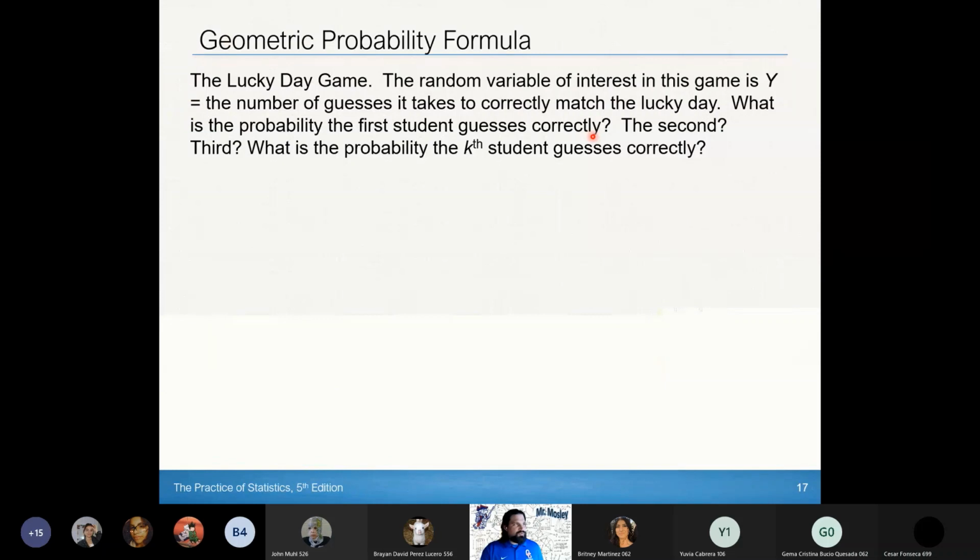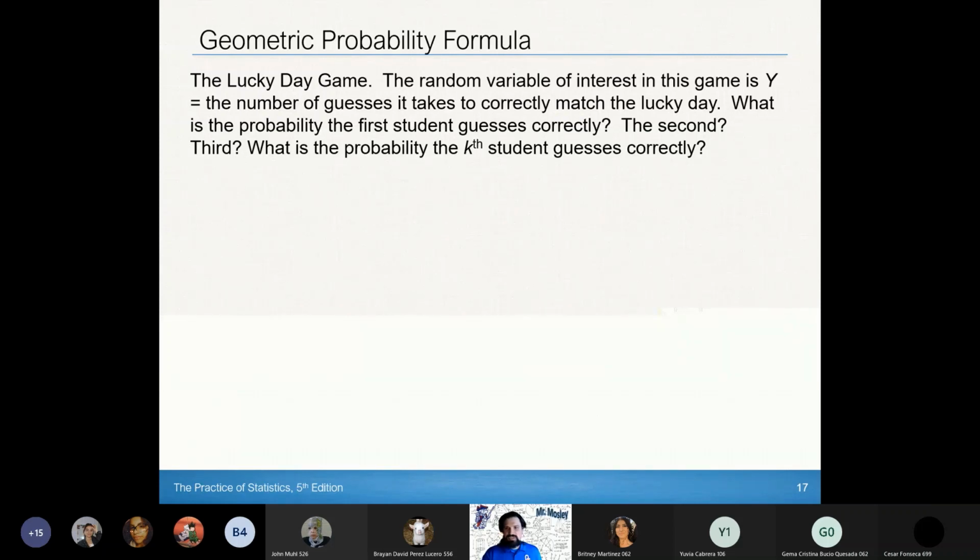So let's look at an example for a geometric probability. We're going to consider the lucky day game. The context of this game is that a teacher is going to give 10 homework problems. As an alternative, they offer to the class that they can play the lucky day game. In this game, a student will be selected at random from the class and asked to pick a day of the week. So they have 7 options. Then the teacher will use technology to randomly choose a day of the week as the lucky day.